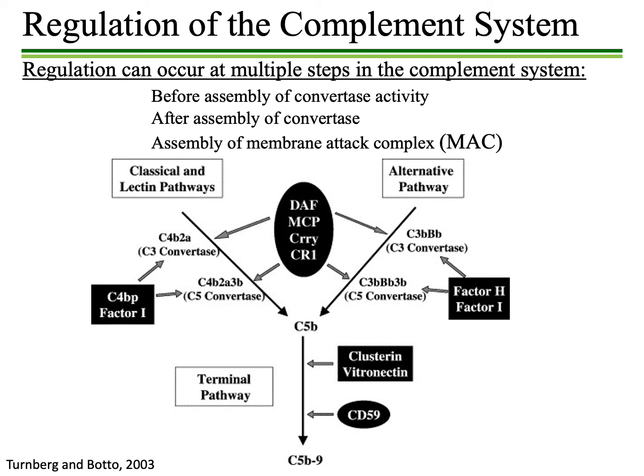So that's a way of regulating the process. You can also have regulation after the assembly of convertase, the C3 convertase. If it occurs after, then you would need to stop something downstream of that, for example, binding to C3b and inhibiting its activity. Lastly, another way to regulate this process is to stop altogether the assembly of the membrane attack complex.